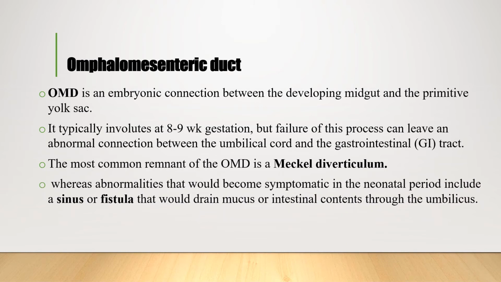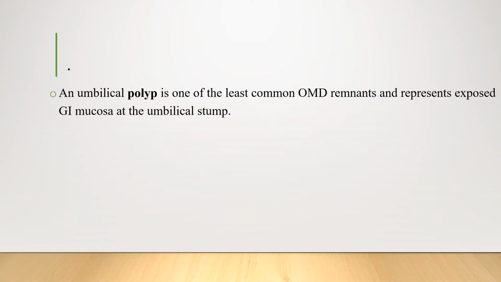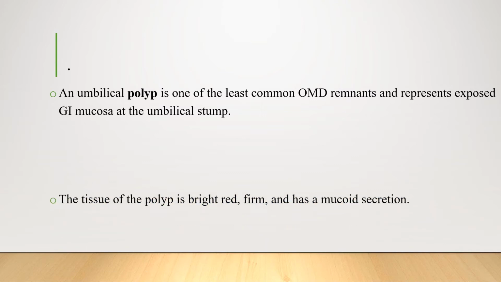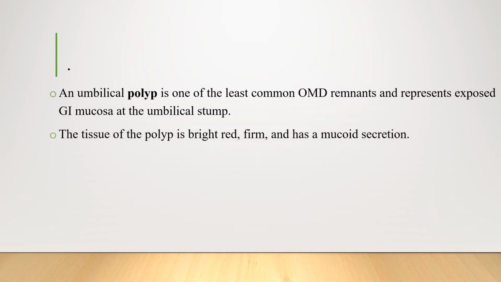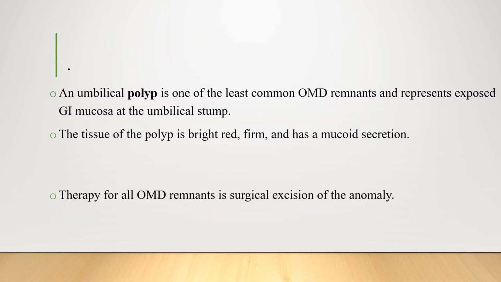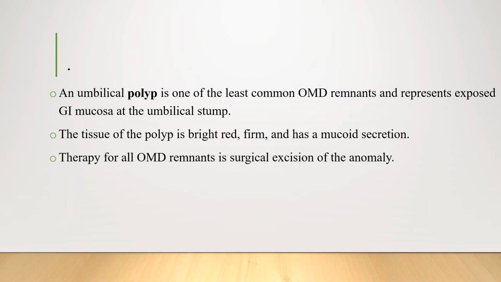Abnormalities that would become symptomatic in the neonatal period include a sinus or fistula that would drain mucus or intestinal contents through the umbilicus. An umbilical polyp is one of the least common omphalomesenteric duct remnants, and it represents exposed GI mucosa at the umbilical stump. The tissue of the polyp is bright red, firm, and has a mucoid secretion. Therapy for all omphalomesenteric duct remnants is surgical excision of the anomaly.